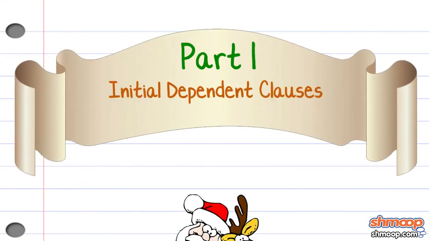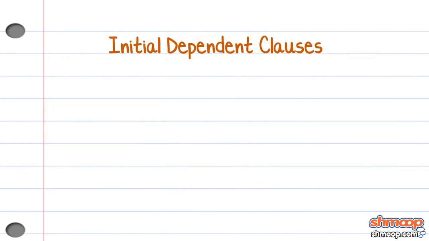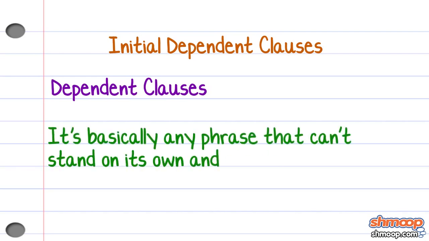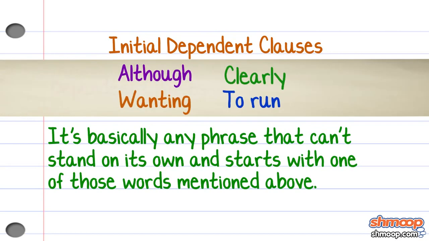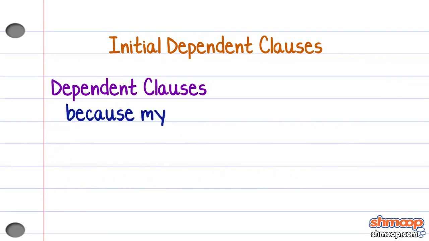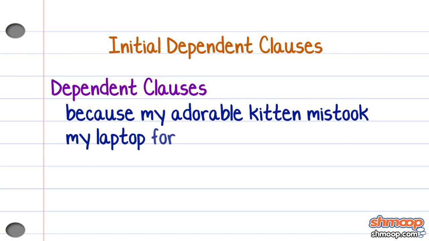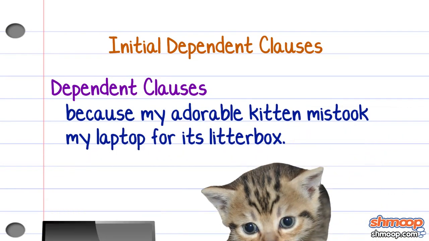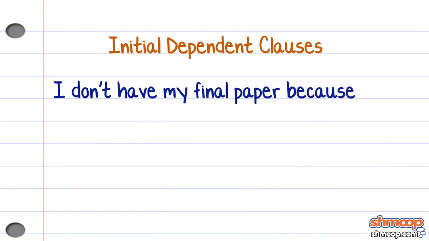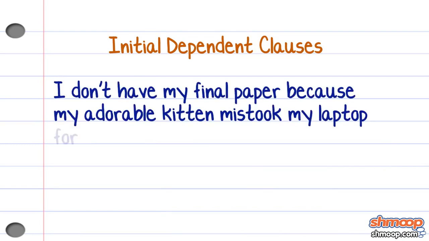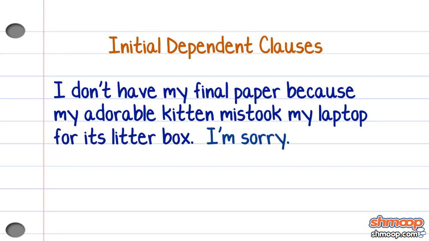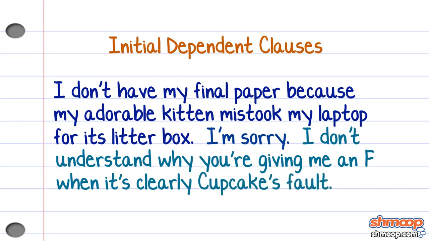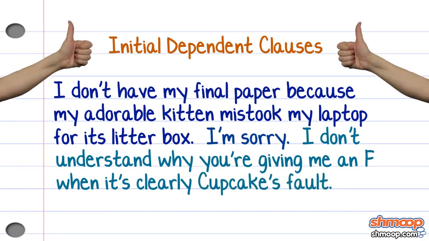Part 1. Initial dependent clauses. Now would be a good time to brush up on your dependent clauses, but it's basically any phrase that can't stand on its own and starts with one of those words mentioned above. Like, because my adorable kitten mistook my laptop for its litter box. Yeah, not a good situation. Normally, you'd probably say something like, I don't have my final paper because my adorable kitten mistook my laptop for its litter box. Probably followed by, I'm sorry, and I don't understand why you're giving me an F when it's clearly Cupcake's fault. A perfect example for why you should use initial modifiers.